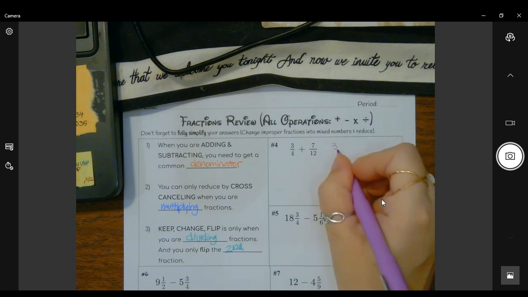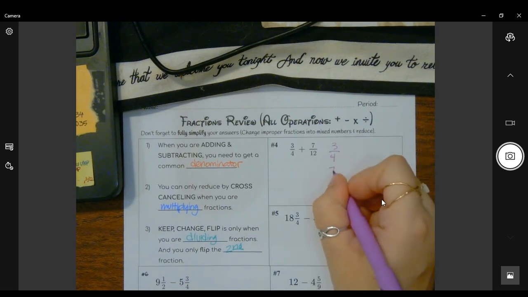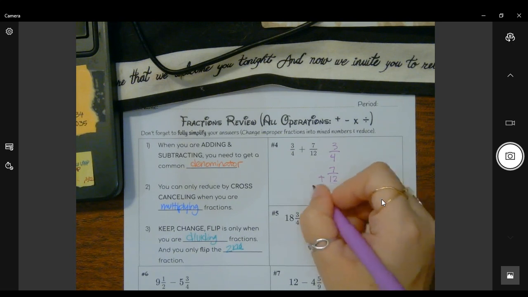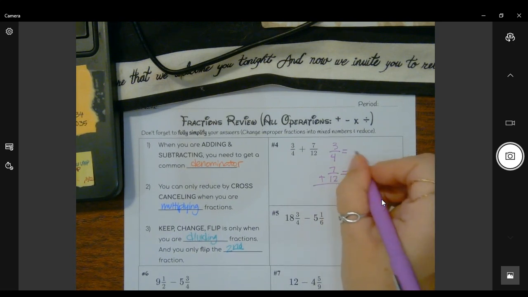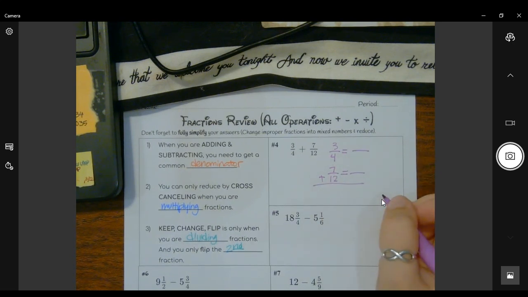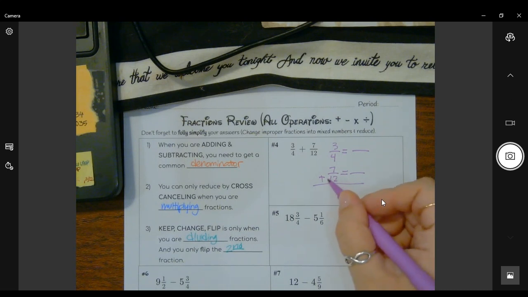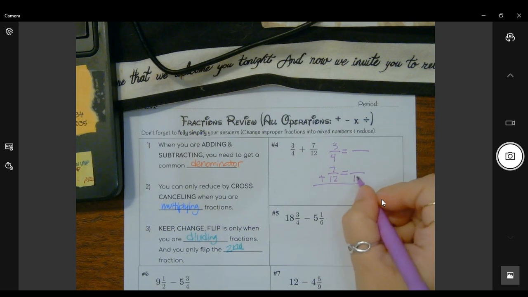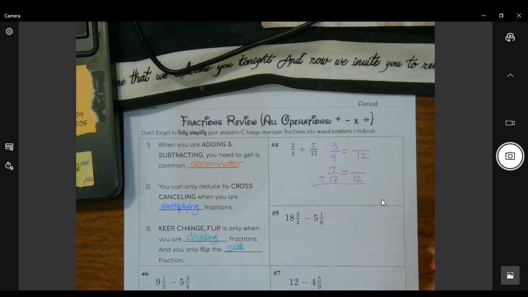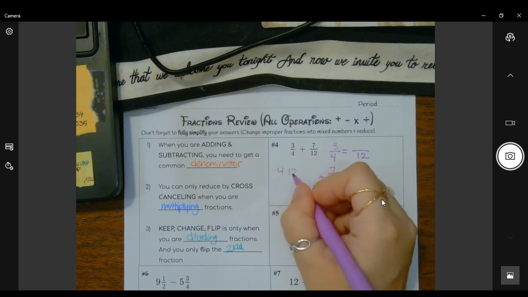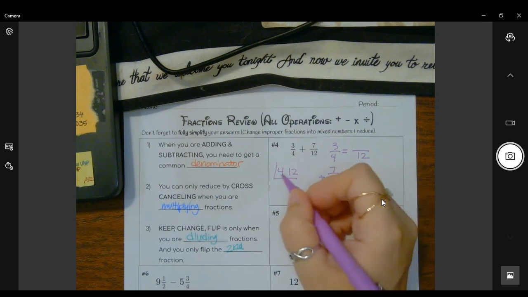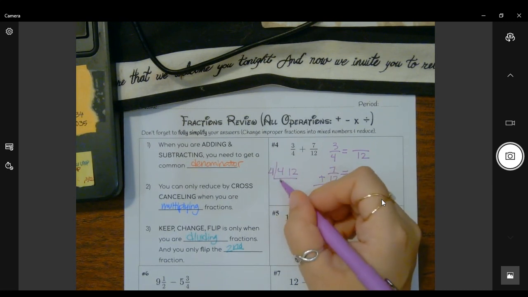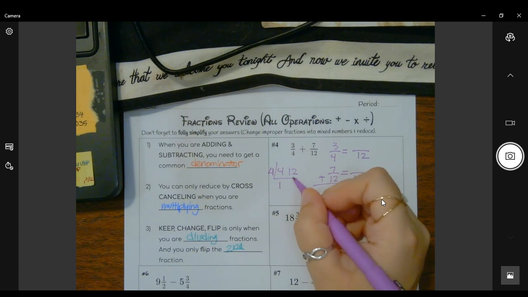This is adding, so I'm going to rewrite them vertically and try to find a common denominator. So you ask yourself, what can 4 and 12 both become? I look at the bigger number, 12, and ask myself, can 4 become 12? Yes, it can. So that's my common denominator. And if you couldn't think of that, remember, find the LCM. Oh, hey, 4 can go into both. 4 times what is 4? 1.